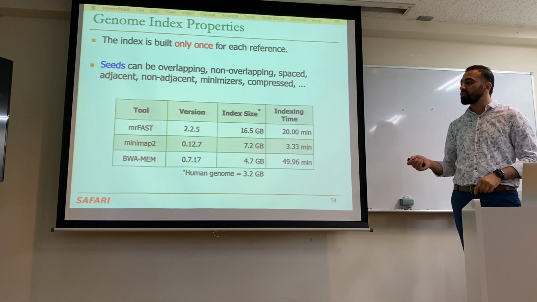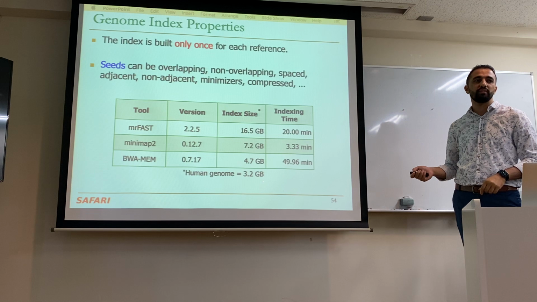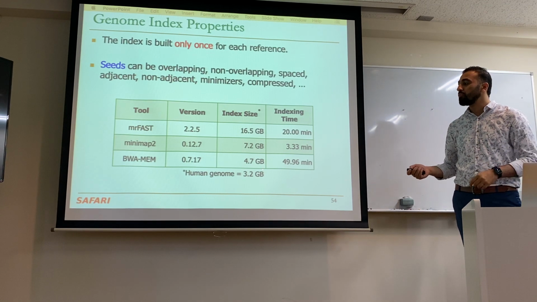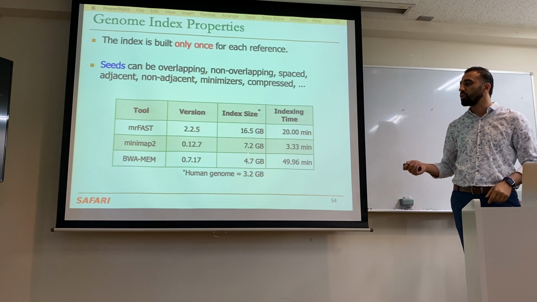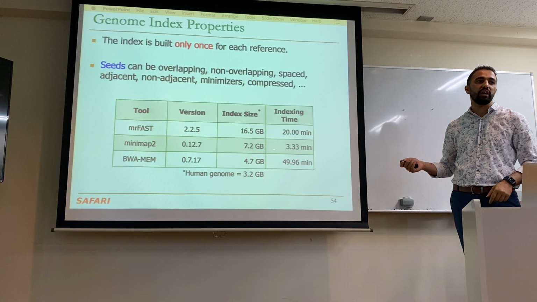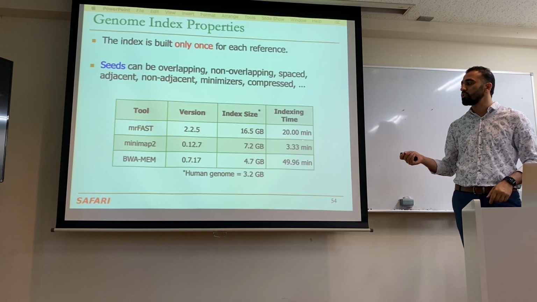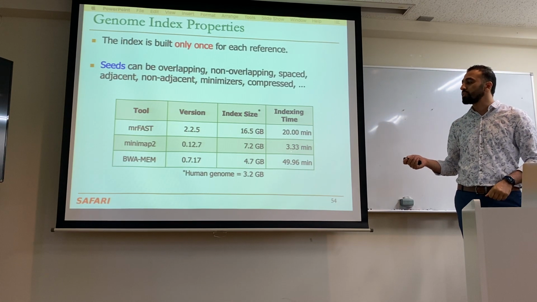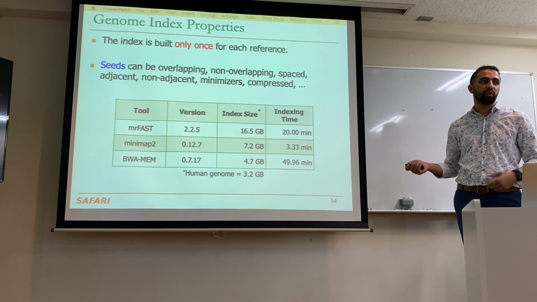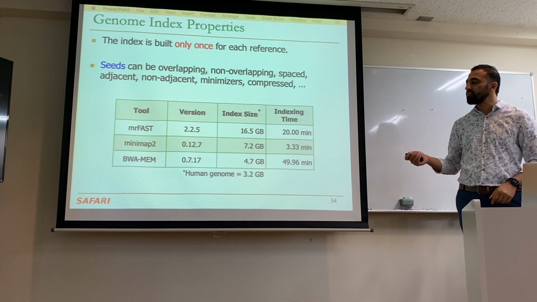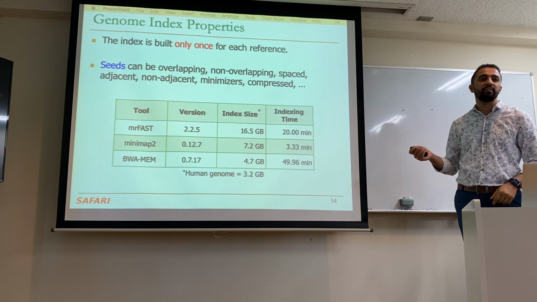However, the size of this index really varies. For the human genome, the linear reference is 3.2 gigabytes. But when you build the index, it varies from 4.7 gigabytes all the way to 16.5 gigabytes, depending on the algorithm that you are using. And this costs you indexing time. It can go from 3 minutes all the way to 1 hour to build just the index on a good computer. And the differences in size really correlate with the seed that you pick.